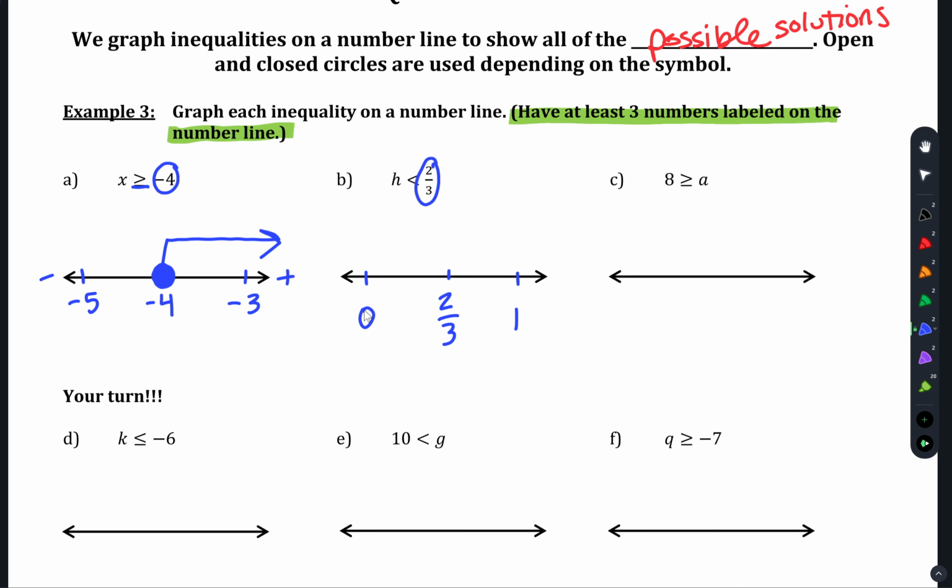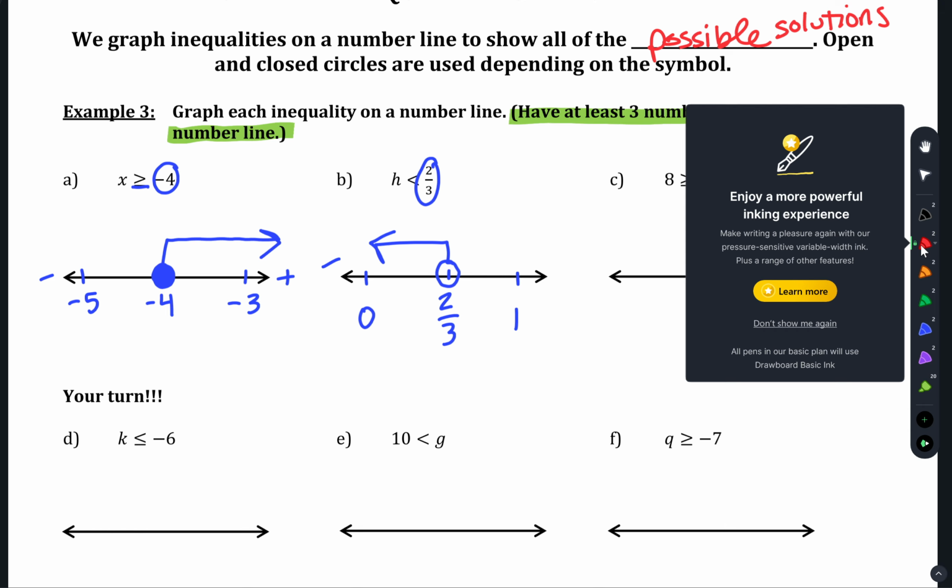This statement says h is less than 2/3. There is no equal sign, so I know it can't equal 2/3, so I'm going to use an open circle. And all the numbers that are less than 2/3 or more negative than 2/3 are going to go to the left.